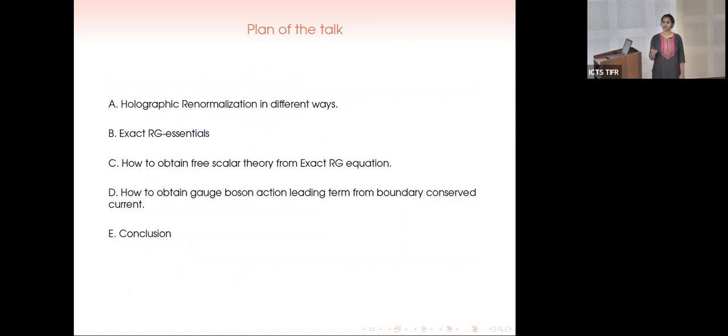Now, the plan of the talk is: first I'll tell how people do different schemes of holographic renormalization. Then I'll give a little bit of detail about exact RG, and then how to obtain a free scalar theory in the bulk from the exact RG equation of the boundary, and then how to obtain the gauge boson action at leading order from the boundary conserved current. At the end, we'll give some conclusions.